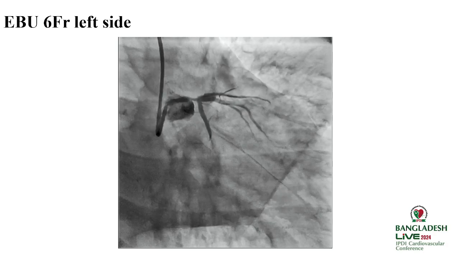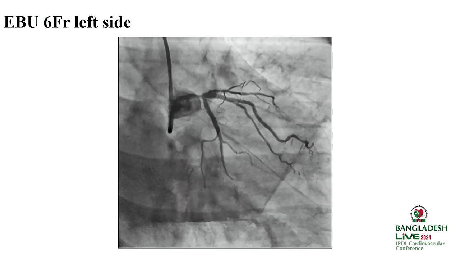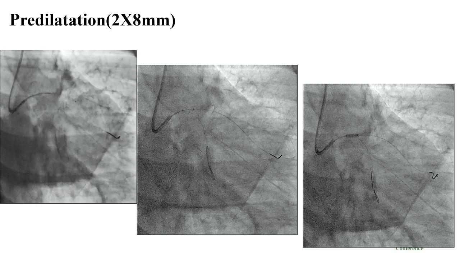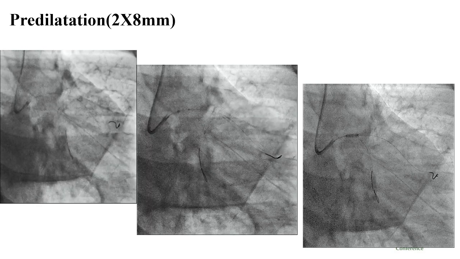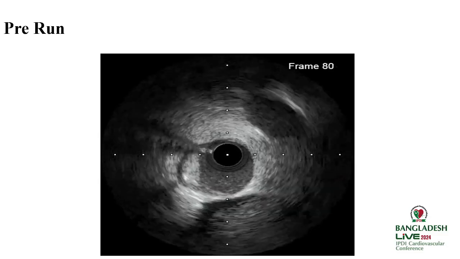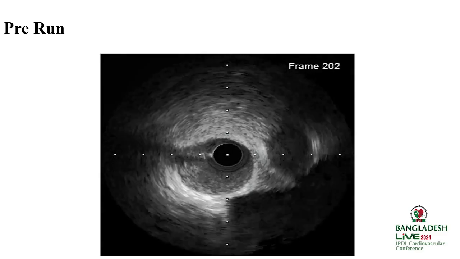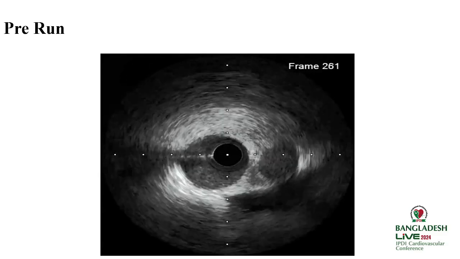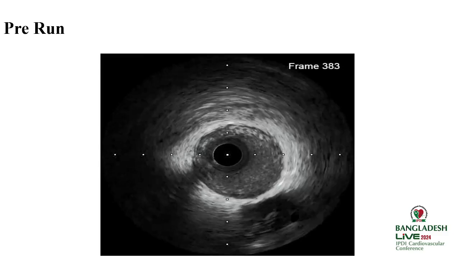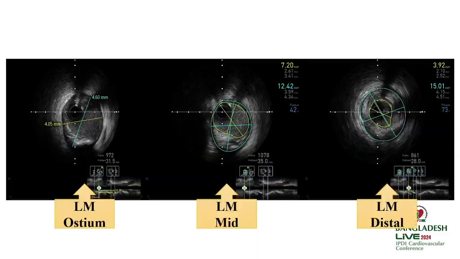Then we proceeded with the left. We engaged the left main with a 6 French EBU. We wired both vessels, and we did pre-dilatation with a 2.8 NC balloon. After pre-dilatation, we did the IVUS, and if you look at the IVUS run, you should appreciate that the patient has critical disease at the distal left main, and the circumflex ostium as well as the ramus is free of disease. So we clearly planned for a single stent strategy.